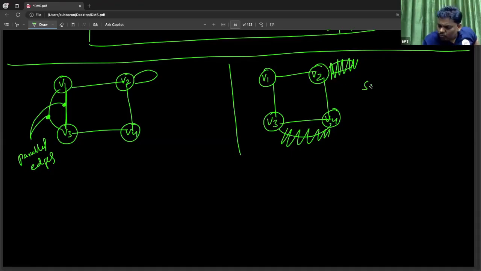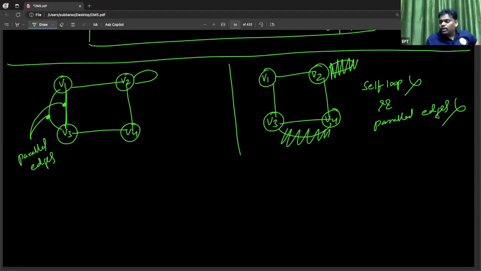Remember everyone, let me write now. A graph which doesn't have a self loop and doesn't have parallel edges, these two things not there, that graph is known as a simple graph. Very simple. Unnecessary things not there.